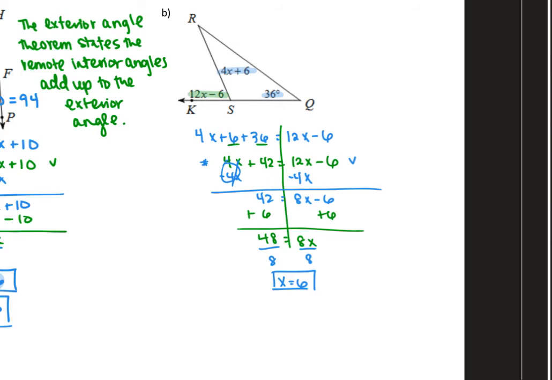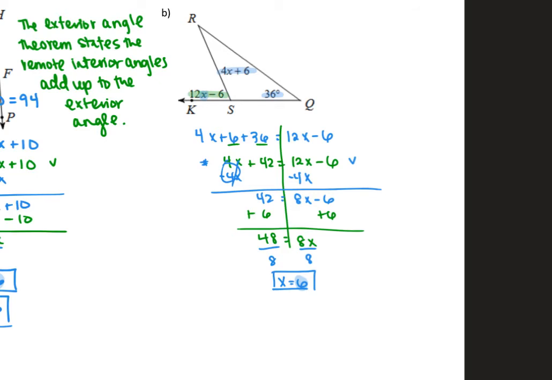Once we have that, we are going to plug it into my exterior angle. So I'm going to take 6 and plug it in there. So it's going to be 12 times 6 minus 6. So 12 times 6 is 72, minus 6 is 66 degrees. So the measure of angle, and we're going to call this KSR, which is our exterior angle, that's going to be 66 degrees.